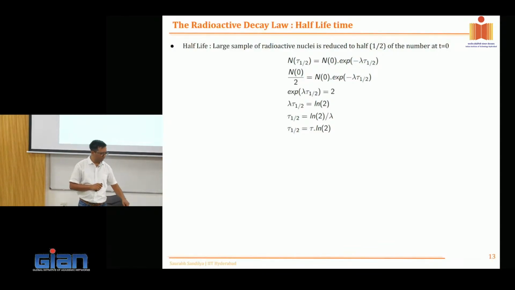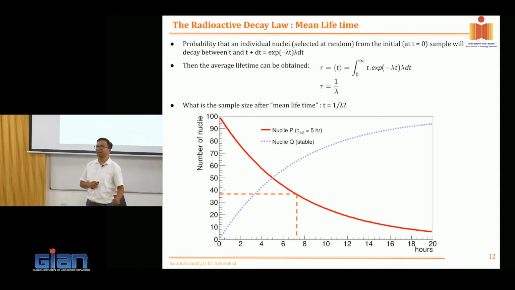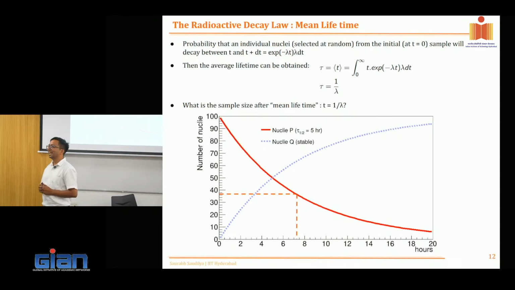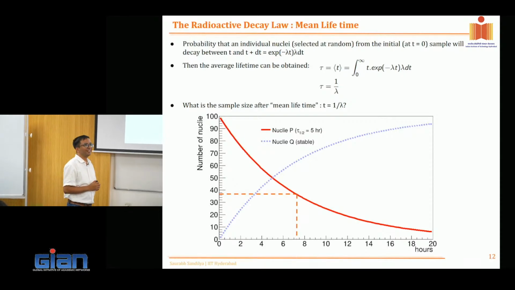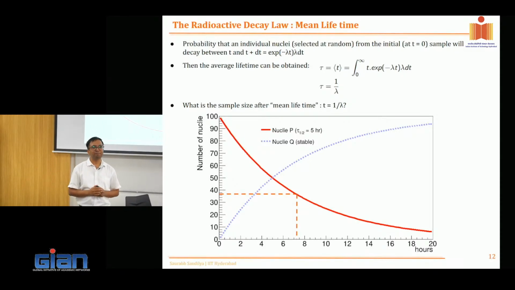But this is very difficult. Our life as experimentalists will be very difficult. If someone gives me an average lifetime and I go to the lab, I see the sample size reduces by 1 by e. e is like a never-ending fraction. It will be very difficult for me. So I try to make a definition that makes the experimentalist's life easier.